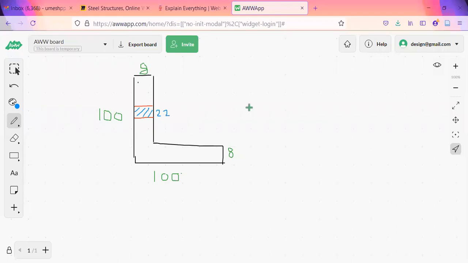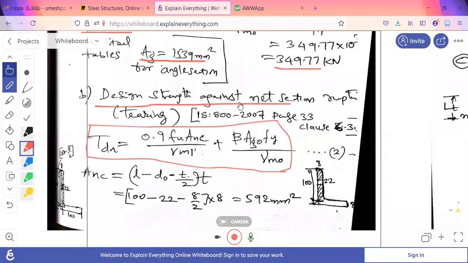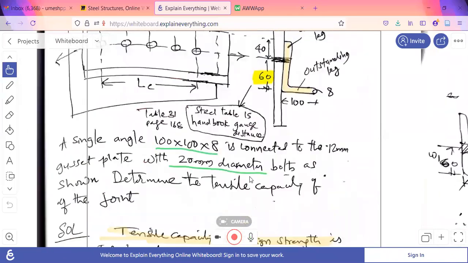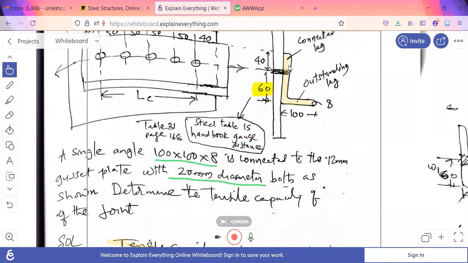Okay. Now AN, I need two values here. One is the gross area of the outstanding leg, the leg which is not connected to the gusset plate. If you look at this diagram here, only one leg is connected to the gusset plate. This is the connected leg. The outstanding leg is this one. This leg is not connected to the gusset plate. So first calculate the area of this one.